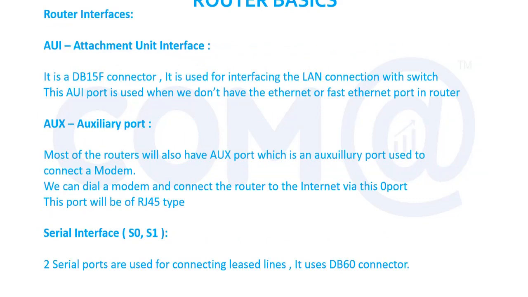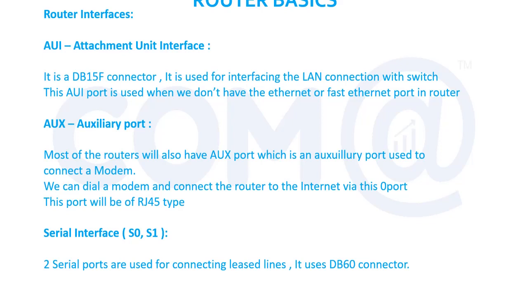Next is AUI, attachment unit interface. It is a DB15 female connector used for connecting the LAN connection with the switch. So in earlier days we had a LAN using coaxial cables and so on. At that time we had to combine different types of networks, right? So we went for AUI, attachment unit interface, which is helpful for connecting older networks.